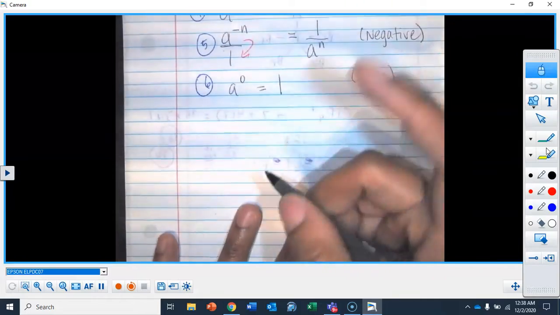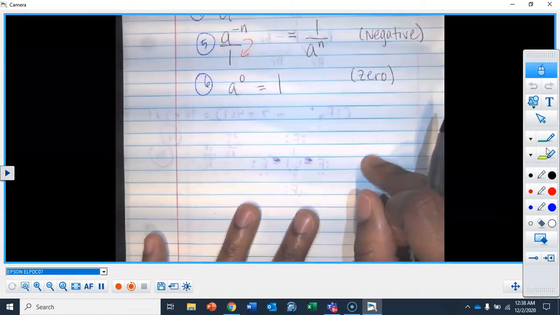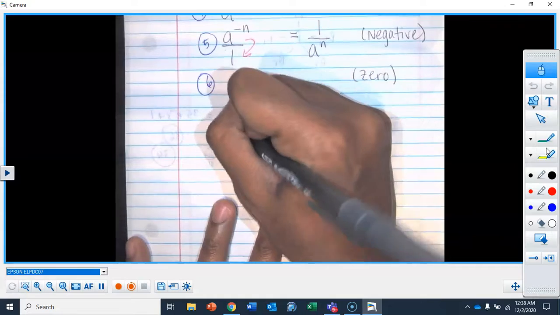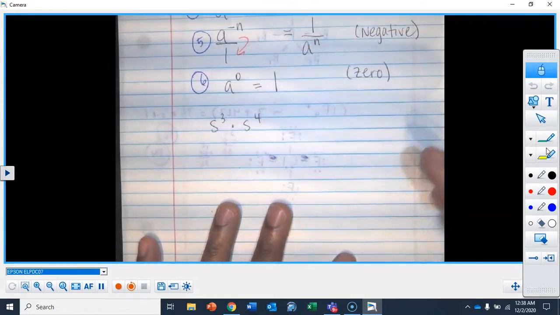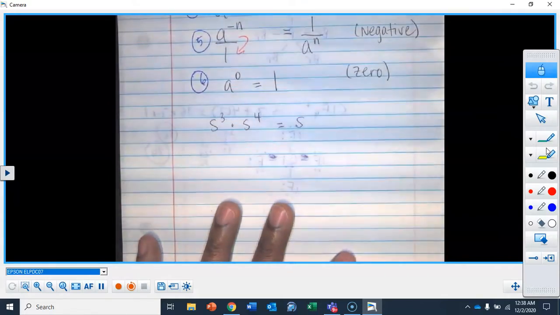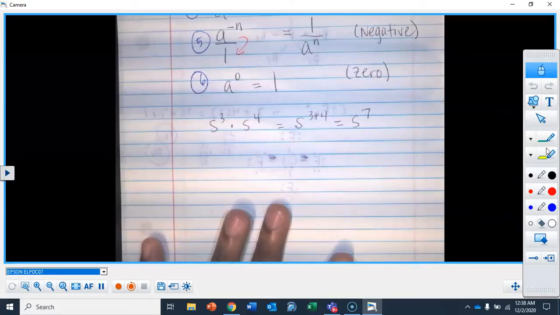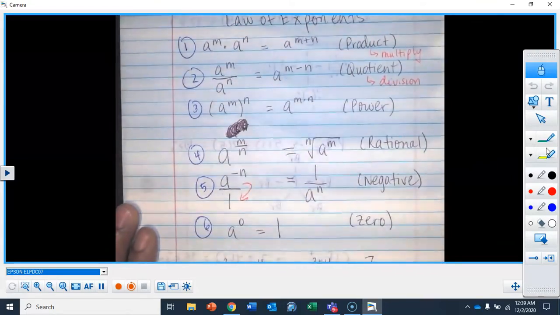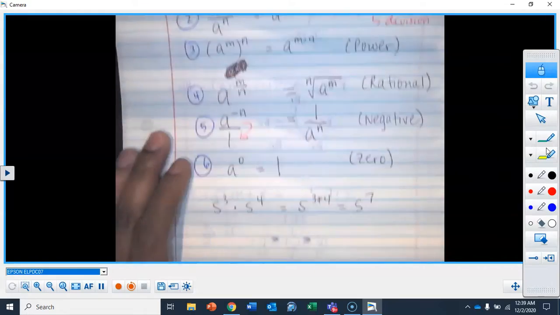So again, I'm going to show with numbers as bases and then also letters as bases. So first law, if I have s to the 3rd times s to the 4th, the law says write that s base one time and you're doing 3 plus 4. So the answer is s raised to the 7th power. Easy, straightforward. Again, that is law number 1. Keep in mind they have to have the same base, just different powers we add.